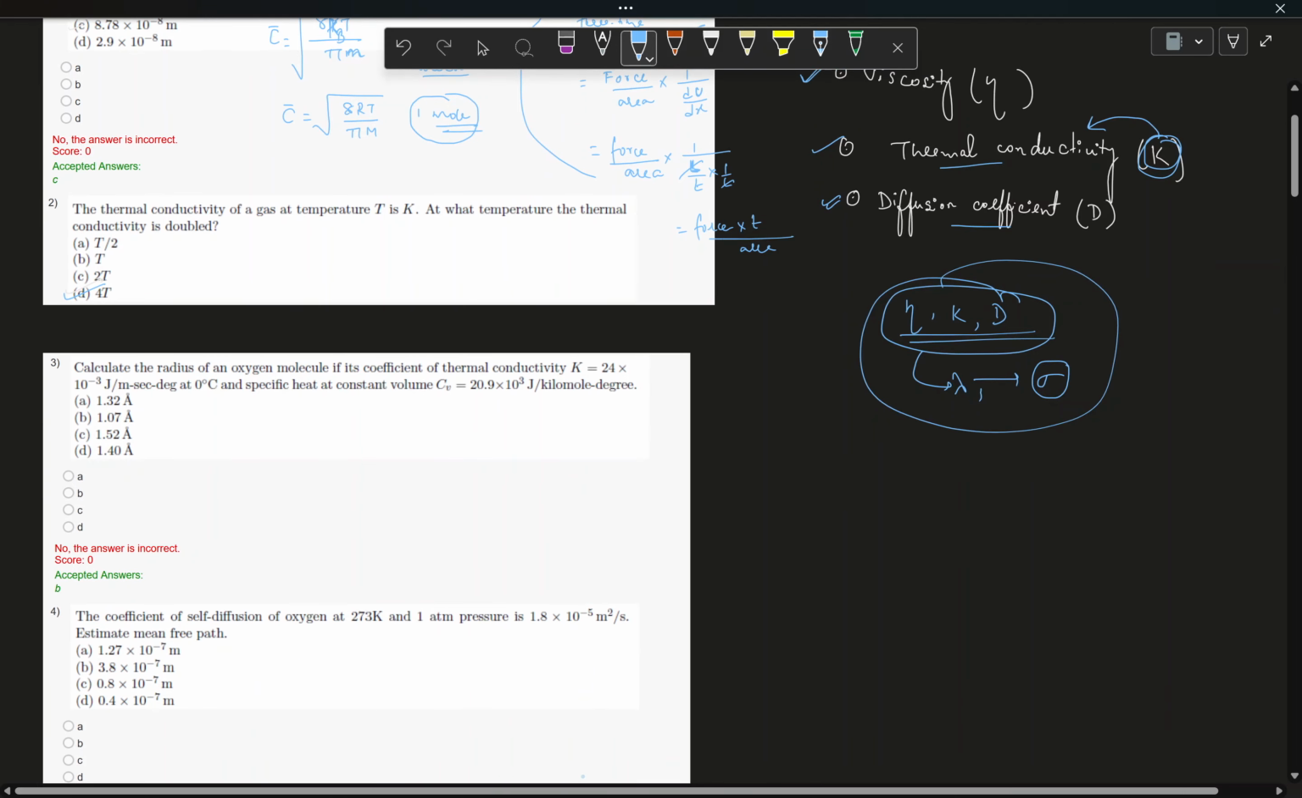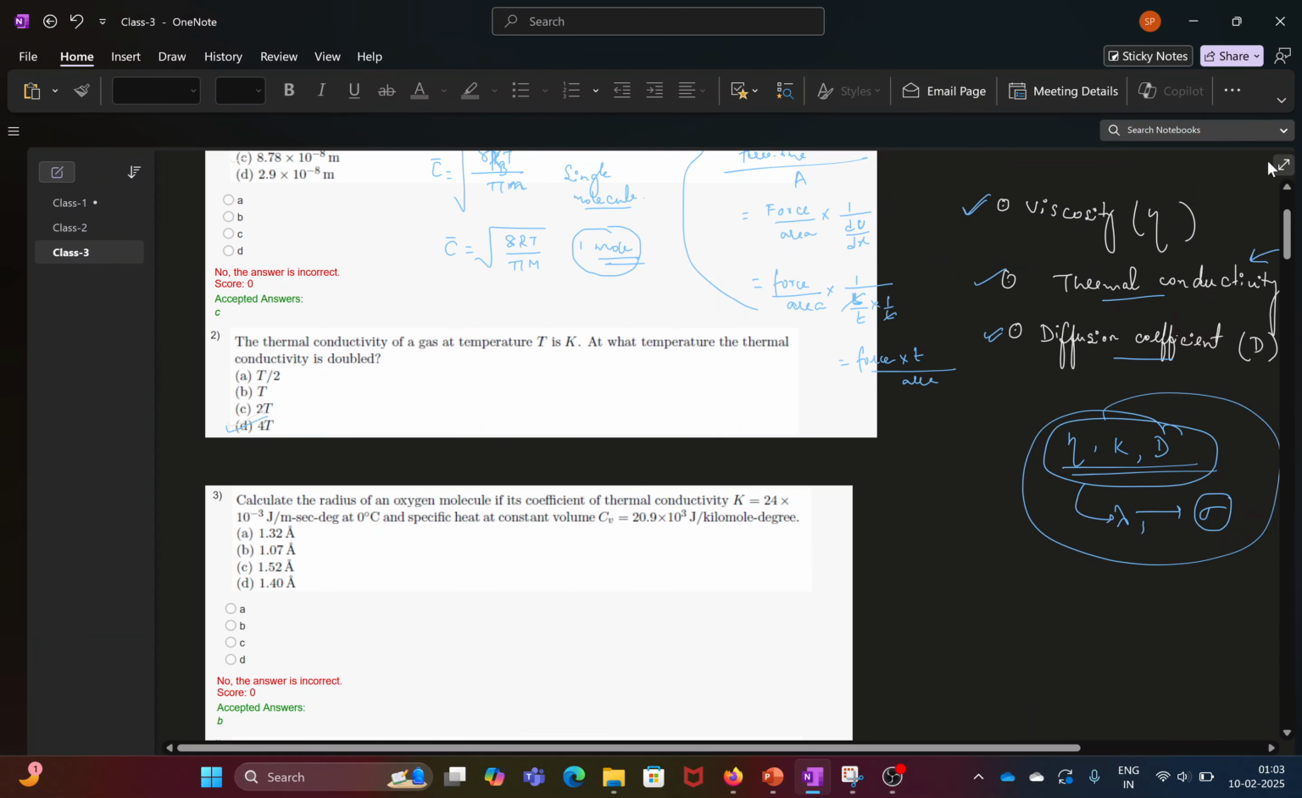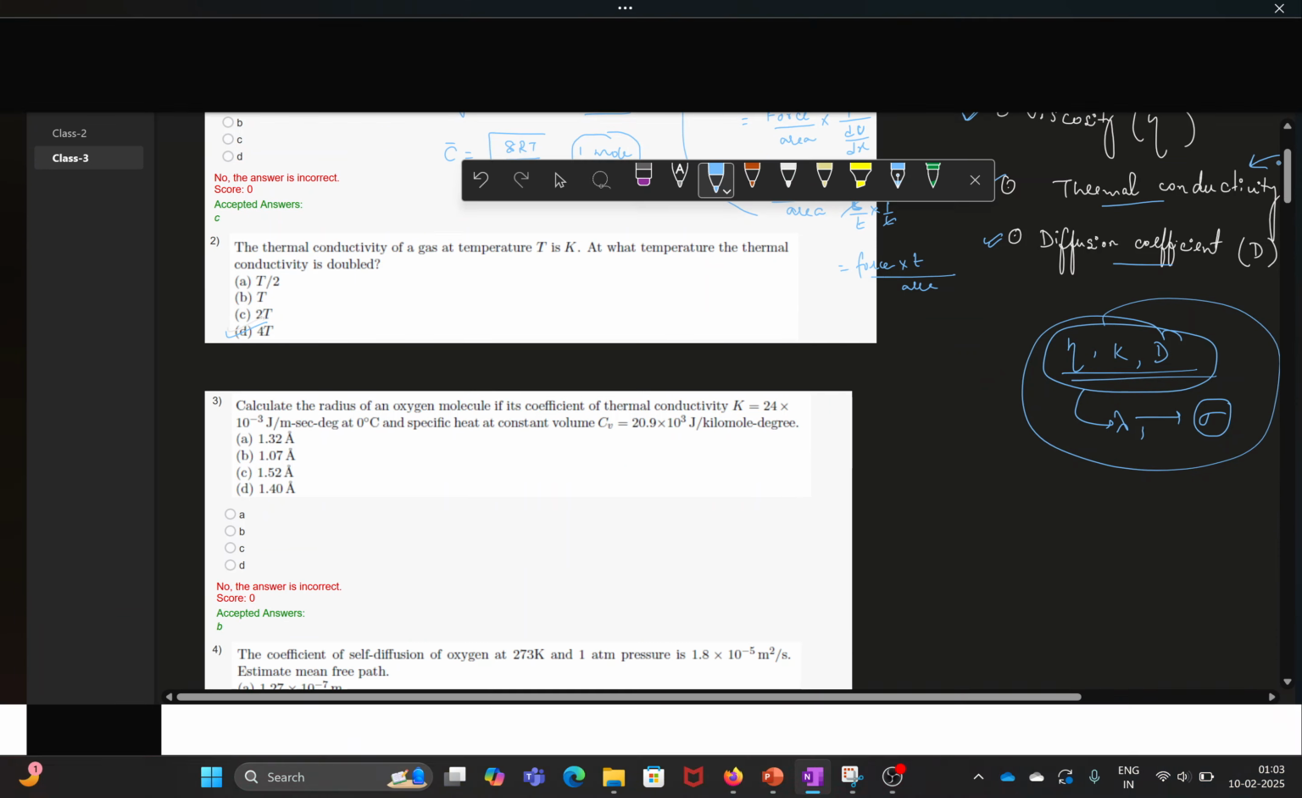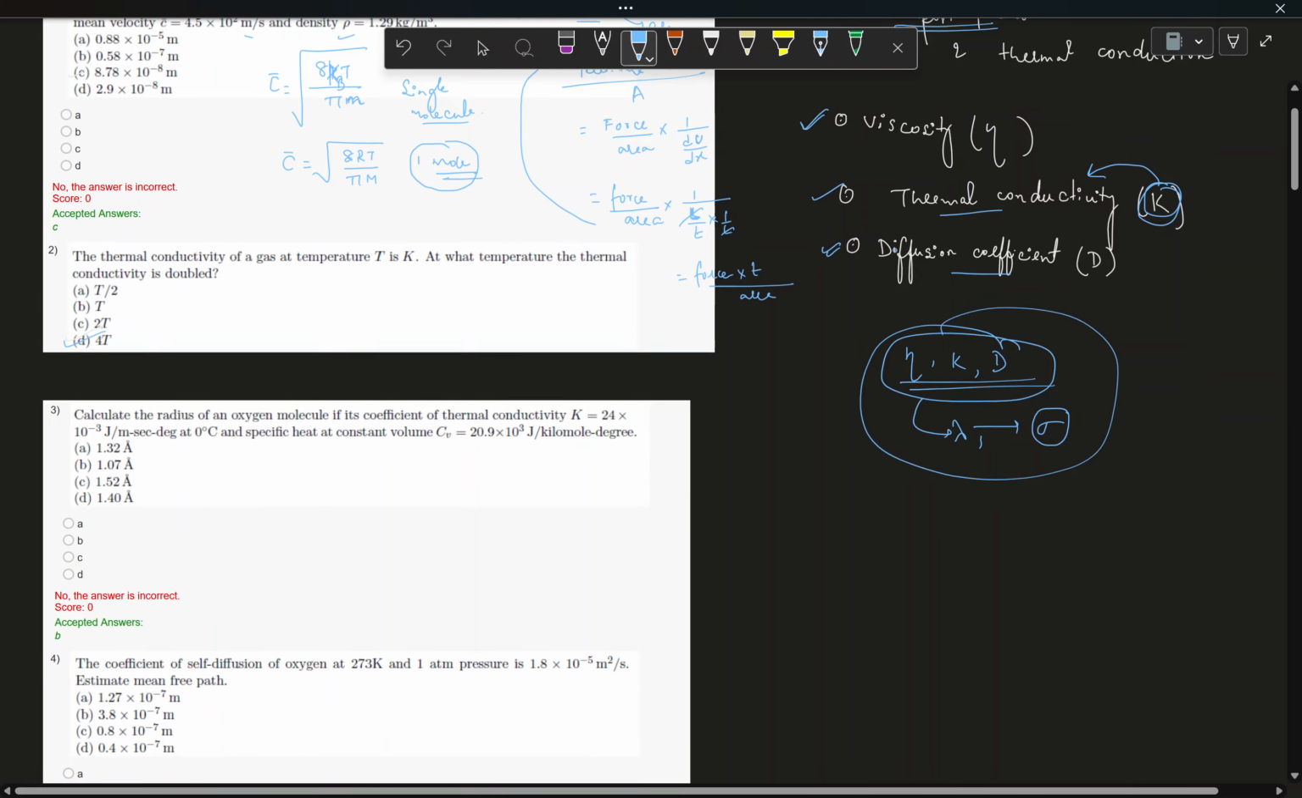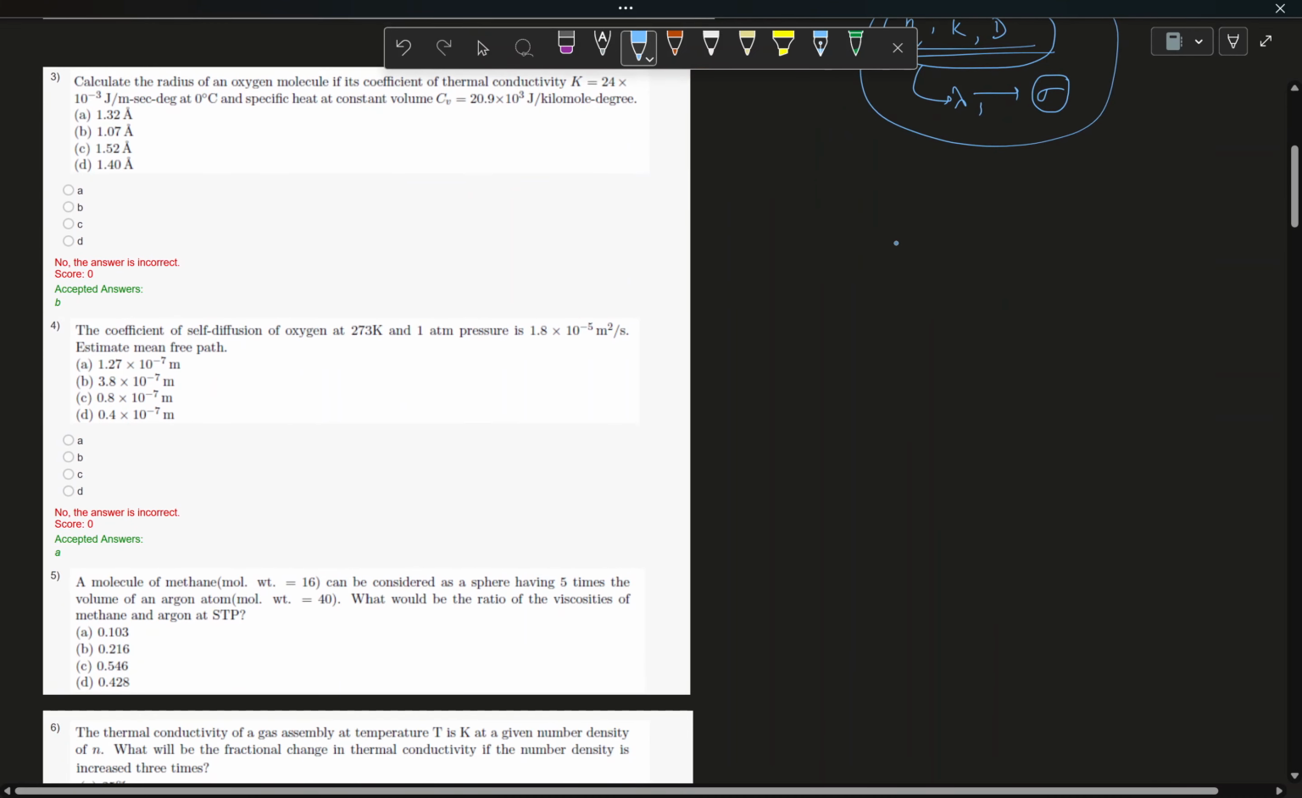Right, so this is also done. So we have covered 2 questions. Then we have question number 3, which asks to calculate the radius of an oxygen molecule if its coefficient of thermal conductivity K is given at 0 degree centigrade, and specific heat at constant volume Cv is given. So you have to calculate the radius of that molecule, right?